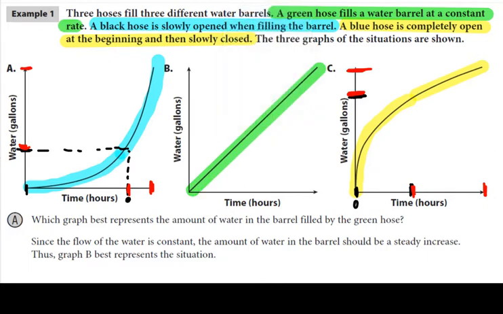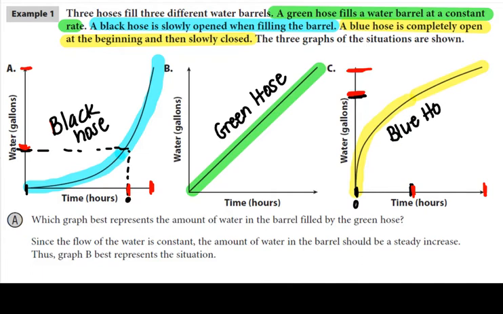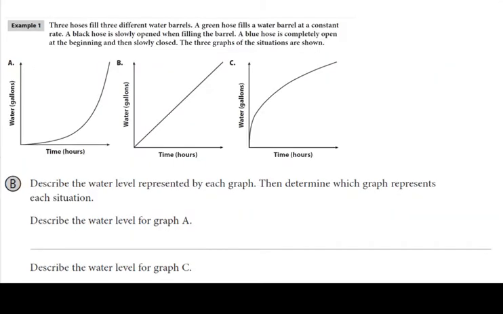So let's write those down. So this first one is the black hose. The one in the middle is the green hose. And the last one is the blue hose. And that answers our question for A. Now let's see what our questions are for B. So when we go to the next page, it says, describe the water level represented by each graph.